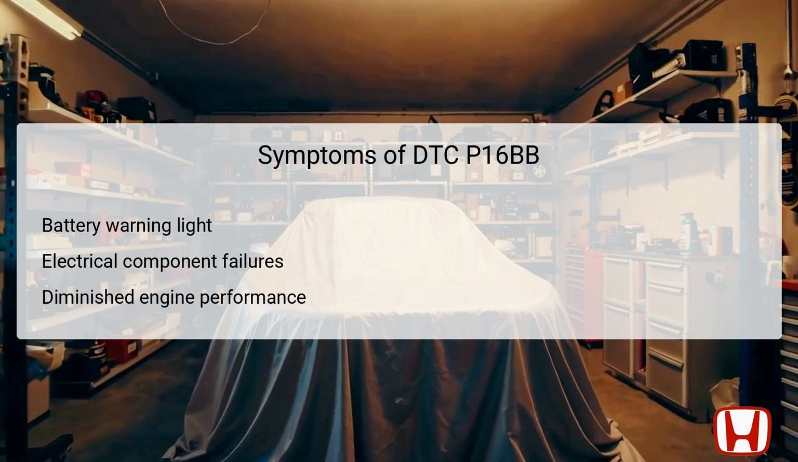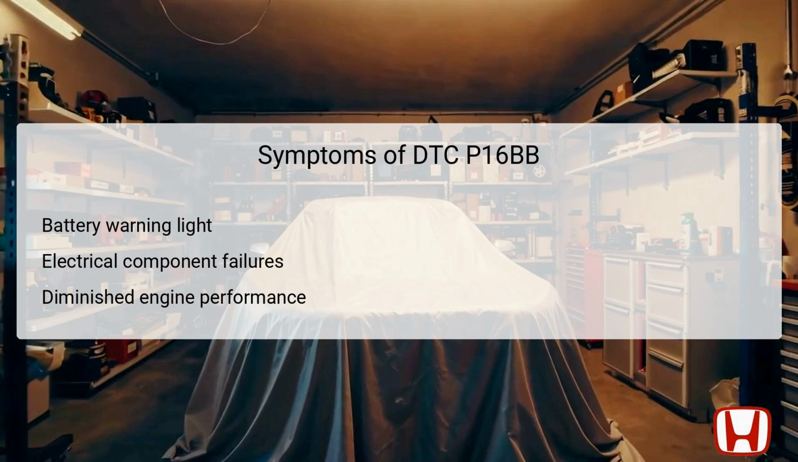Symptoms indicating the occurrence of DTC P16BB can manifest in several ways. One of the most noticeable signs is the battery warning light illuminating on the dashboard, signaling potential issues with the alternator or battery. Additionally, you may notice unexplained electrical component failures.